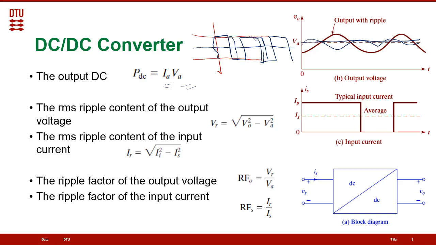The RMS of this ripple can be calculated using this formula. And also we will have a ripple in the current, and this is the equation for calculating the ripple. There are two important parameters for the DC converter, which are the ripple factor in the voltage and the ripple factor in the current. These two will show us how well the output voltage and the output current are regulated.